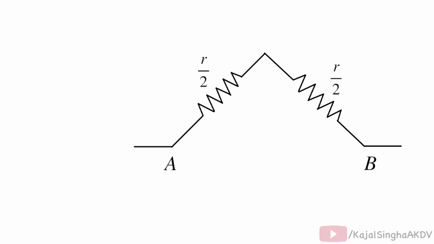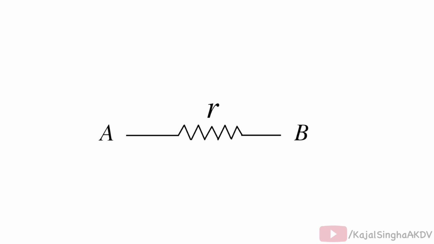So the circuit now changes like this, where there are two resistors, each of value R by 2, which are connected in series between A and B. So the equivalent resistance between A and B is R, since two resistors, each of value R by 2 in series combination, give us equivalent resistance R.